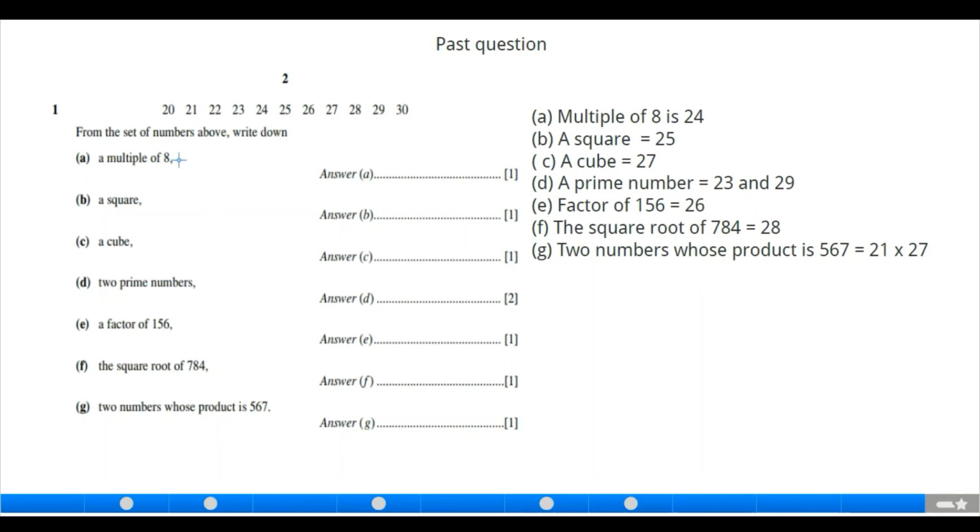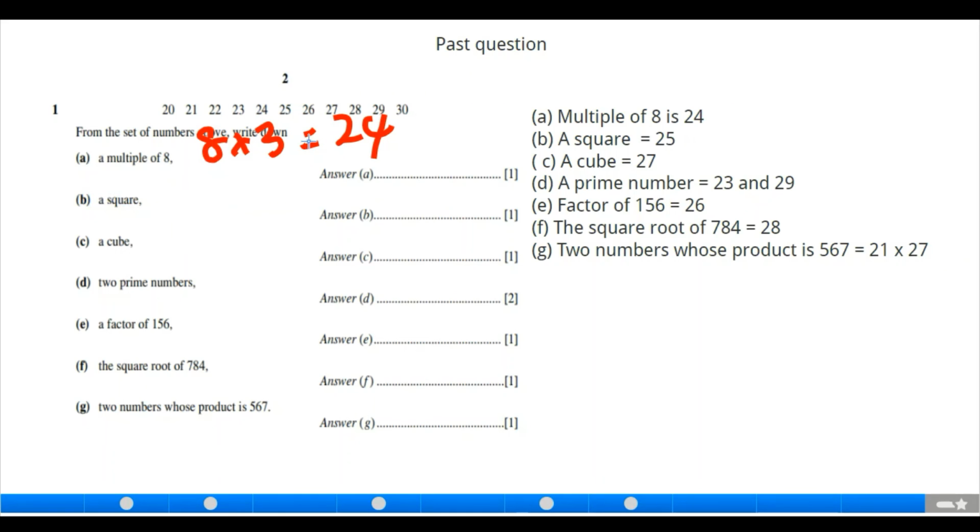What is the multiple of 8? That is, what can multiply 8 that will give us any value here? Now let's try. 8 times 1 will be 8, so we don't have 8 here. 8 times 2 is 16, and we don't have 16 here. But let's look at 8 times 3. 8 times 3 is 24. So a multiple of 8 here is 24.